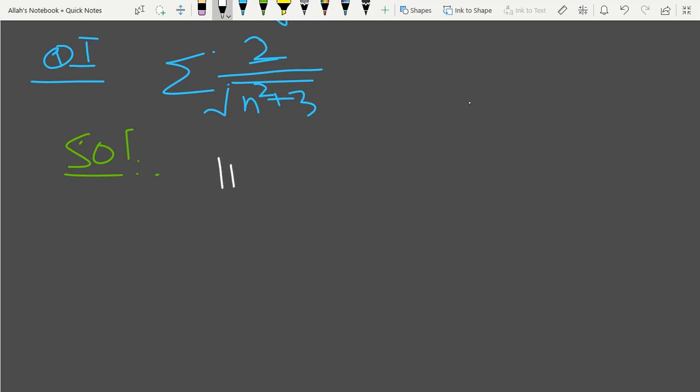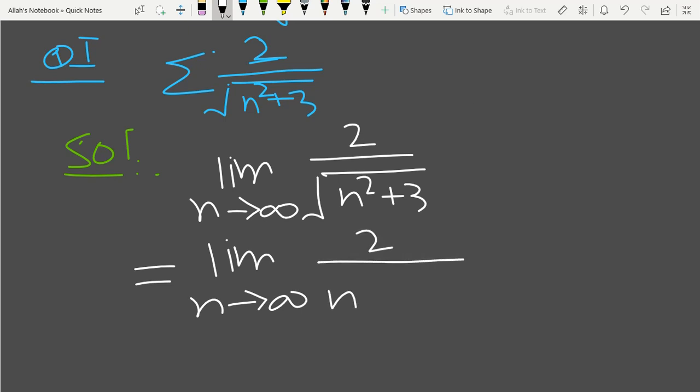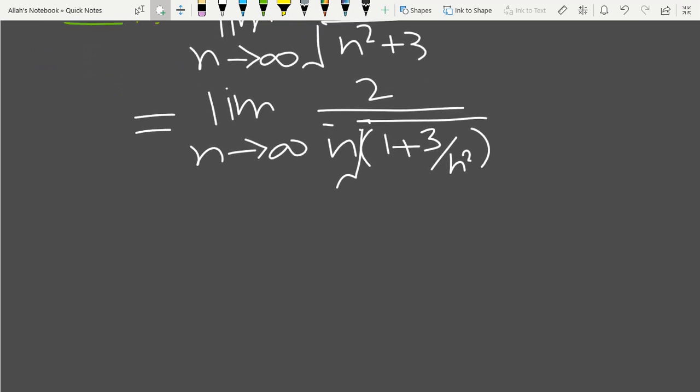Limit as n approaches infinity of 2 over n square plus 3. Of course we can take n square common, which is equal to the limit as n approaches infinity of 2 over n square times 1 plus 3 over n square. When we apply the limit, we get 2 over infinity form, which is equal to 0. 2 over infinity means 0.